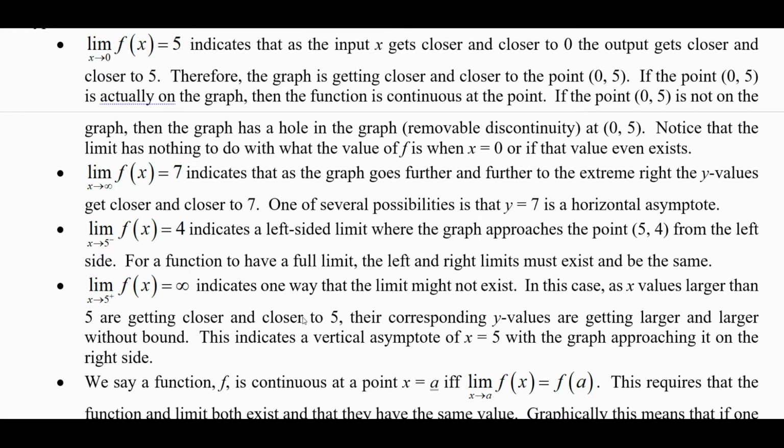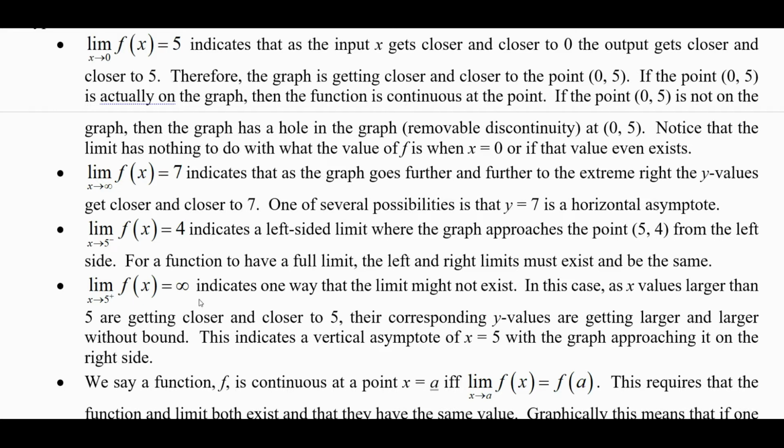So one way you can get a place where we don't have a full limit is to have what was called a jump discontinuity, where you get different limits from both sides. This one here is a limit from the right side, but we have infinity here. So the limit as x goes to 5 from the right side of f of x equals infinity is one way that a limit might not exist. This doesn't really say the limit exists. It explains how it might not exist.